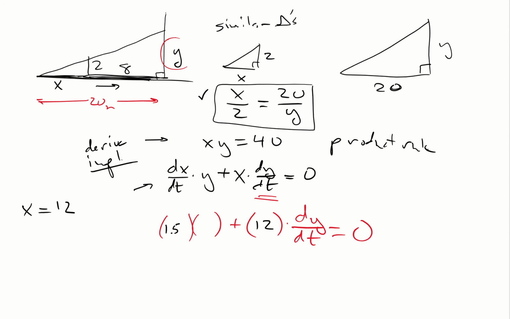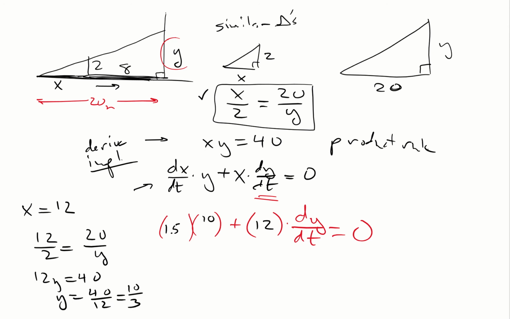So that's how that goes. Got to watch your variables. But now we're going to find Y. So if X is 12, 12 over 2 is equal to 20 over Y, we get 12Y is equal to 40. So Y is 40 over 12, which reduces to 10 over 3. Okay, 10 over 3. Finally.